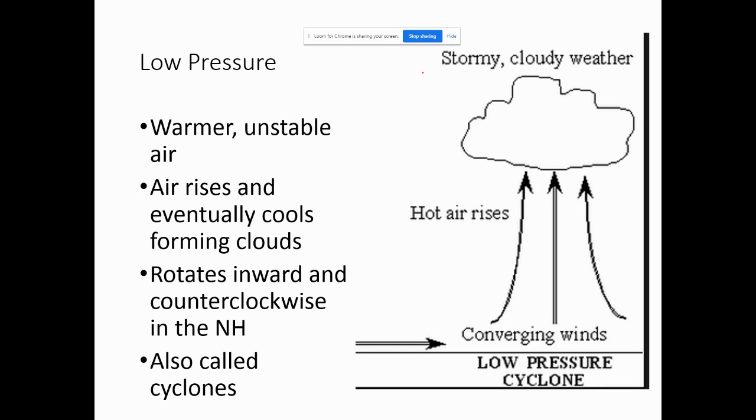All right, and then low pressure is pretty much everything is opposite. I have warmer. Okay, again, it's not necessarily hot, warm. It's just warmer than the air surrounding it. So it is rising. As it rises, it cools, condenses, forming clouds. It rotates inward and counterclockwise in the northern hemisphere. And another word for low pressure systems are called cyclones.